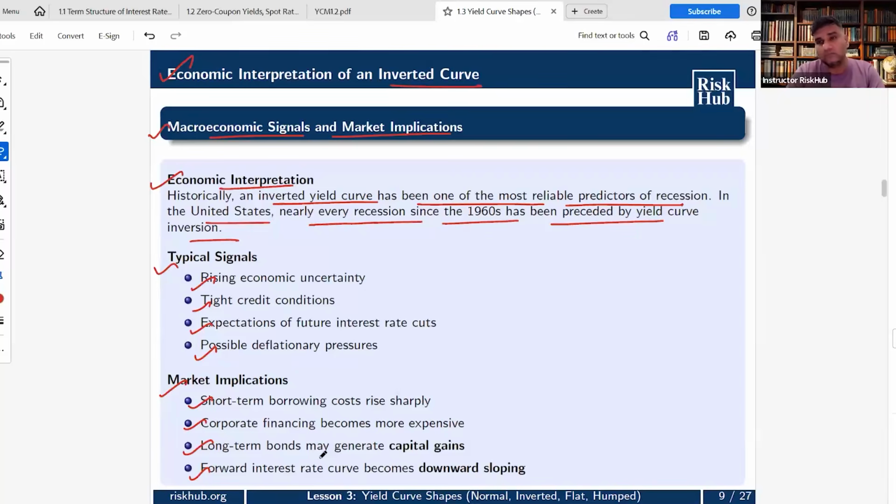The implications are that short-term borrowing costs will jump, corporate funding will get expensive, long bonds may deliver capital gains, and the forward curves are downward sloping.